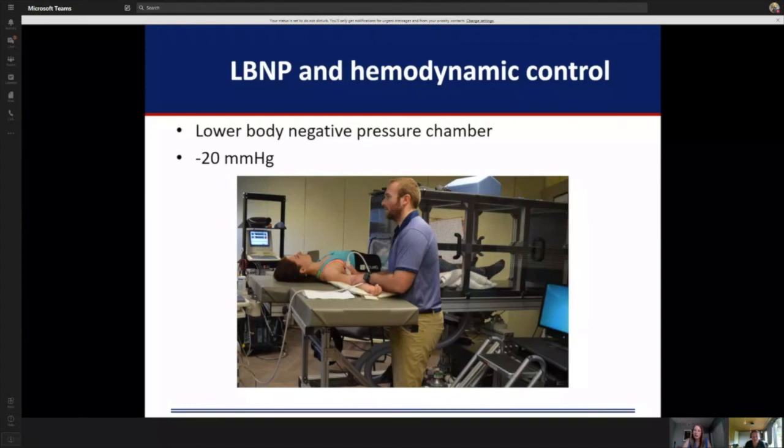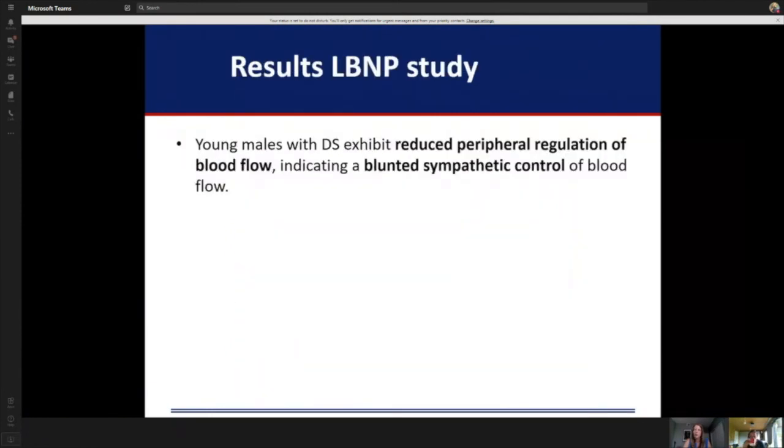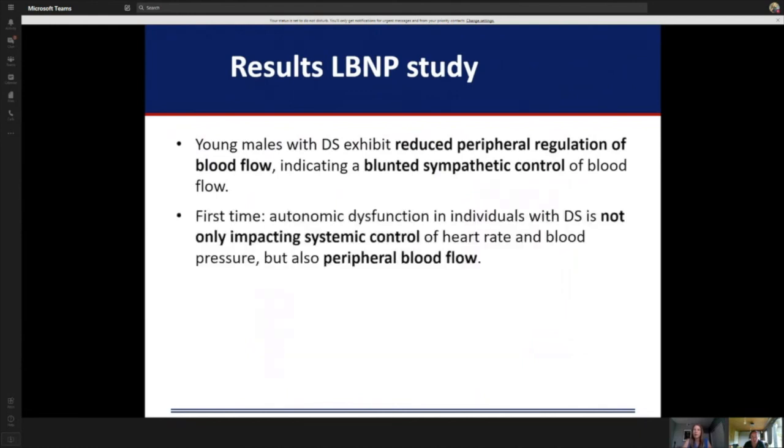So when we did the study with individuals with Down syndrome, we indeed found that young males with Down syndrome have reduced peripheral regulation of blood flow. The responses that we saw in the arm were not as strong as they were in controls, indicating a blunted sympathetic control. And this is the first study that is actually looking not just at the systemic control of heart rate and blood pressure, but also at peripheral blood flow.